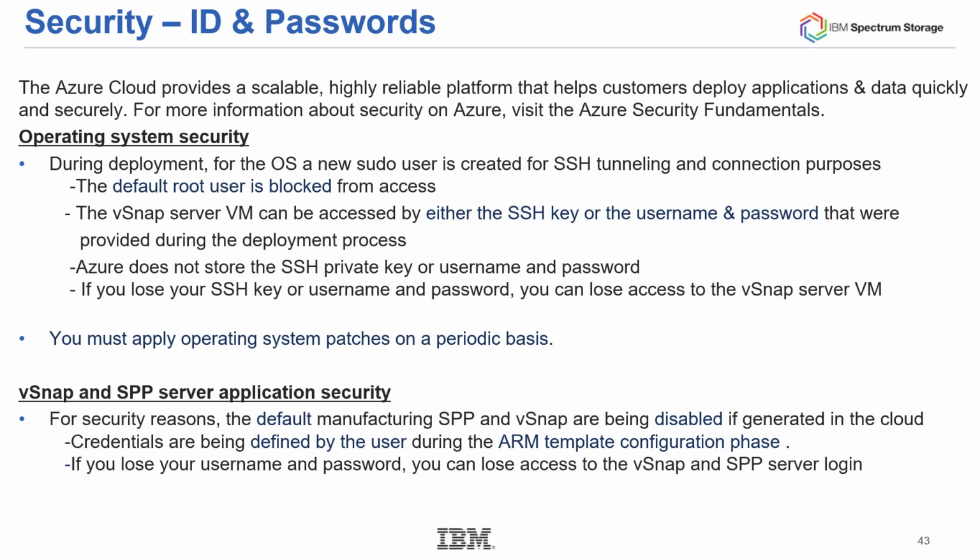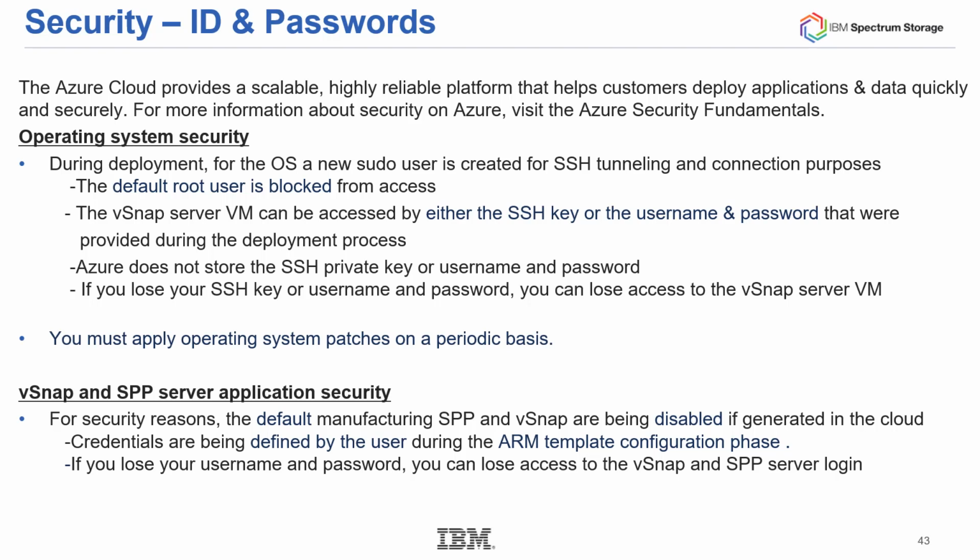When it comes to security, we have a couple different levels. The first is when we deploy these new virtual machines for the Spectrum Protect Plus server or vSnap inside of Azure, the default root user is going to be blocked from access, and the vSnap server virtual machines can be accessed either by the SSH key with the username and password or with the SSH key username that you set up during the installation. Now, Azure does not store this SSH private key or username and password, so if you lose it, we've got some problems there and you won't have access to the vSnap server virtual machine.